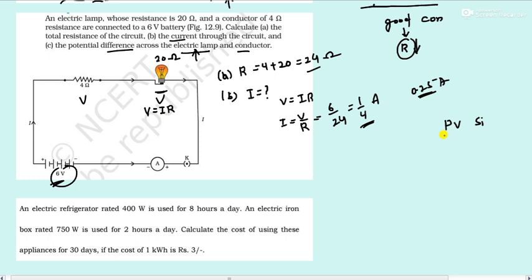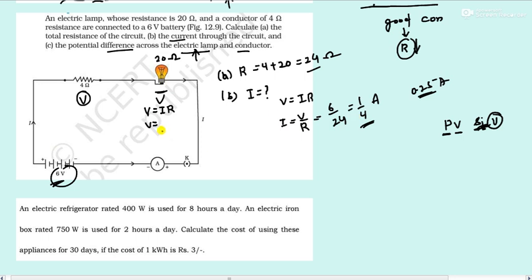Yes, I had said in parallel voltage is same, and in series current is same, but voltage is different. Therefore we need to find voltage separately because they are in series. Got it? So voltage is I into R. Here I is how much? I is same, correct? In series I is same.